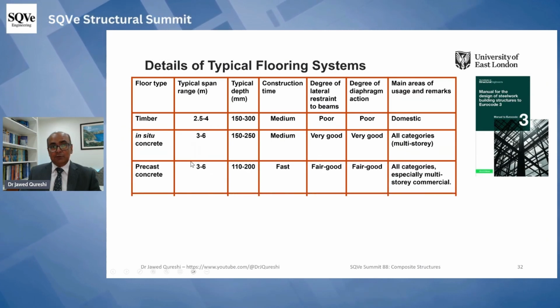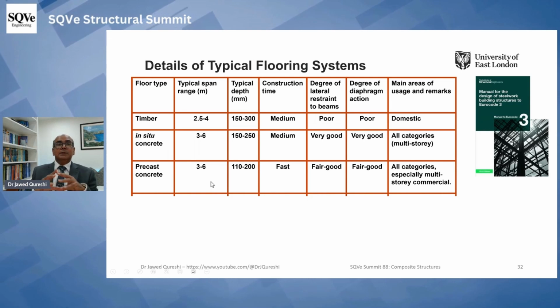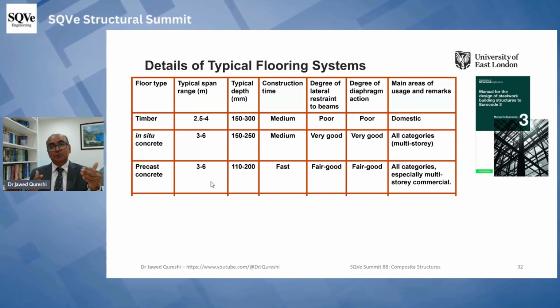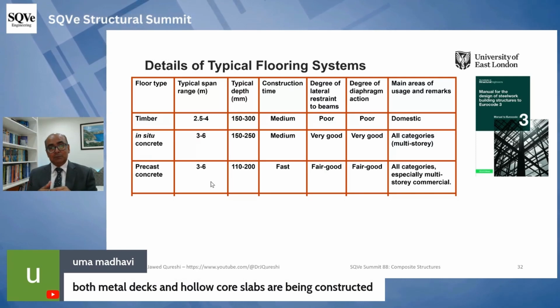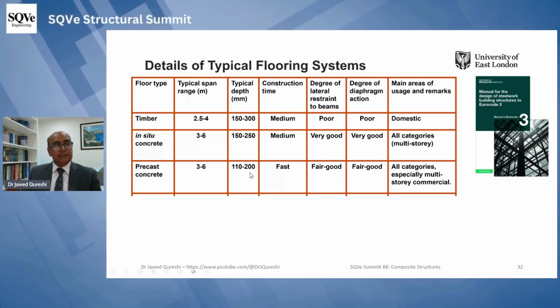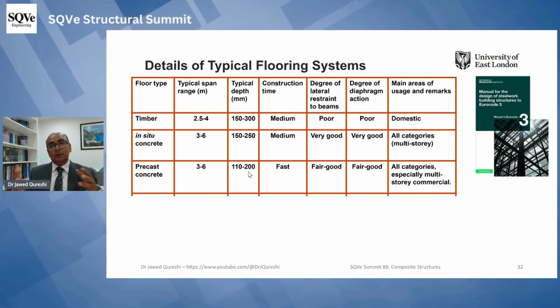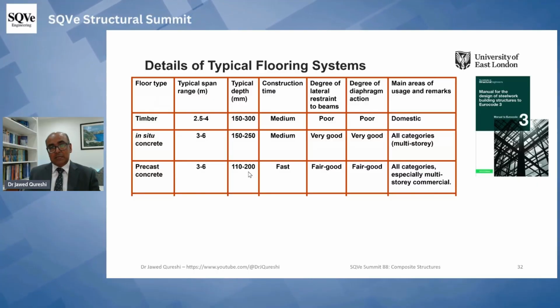Precast construction, this information is dated. In this book it is 3 to 6 meters, but nowadays we have precast hollow core slabs which can span up to 18 meters, and I will show you some load span tables as well. Nowadays typical depth can go up to maybe 450 millimeter, and we use it in systems where we need column-free space and beam-free space. In some of the classrooms at the University of East London, we have this precast hollow core slab being used.